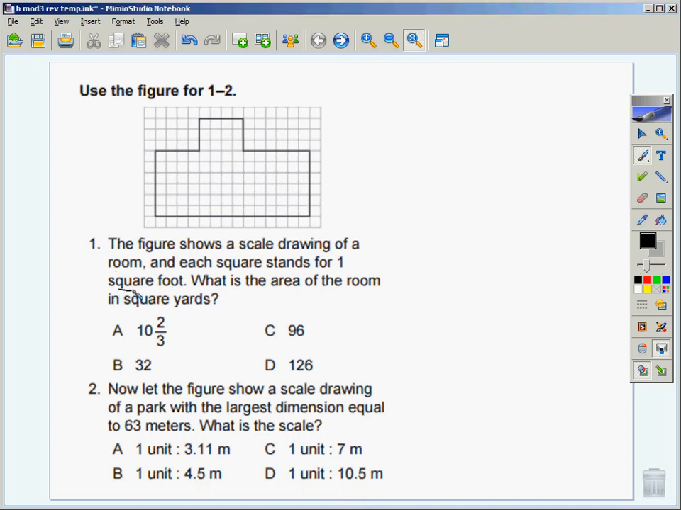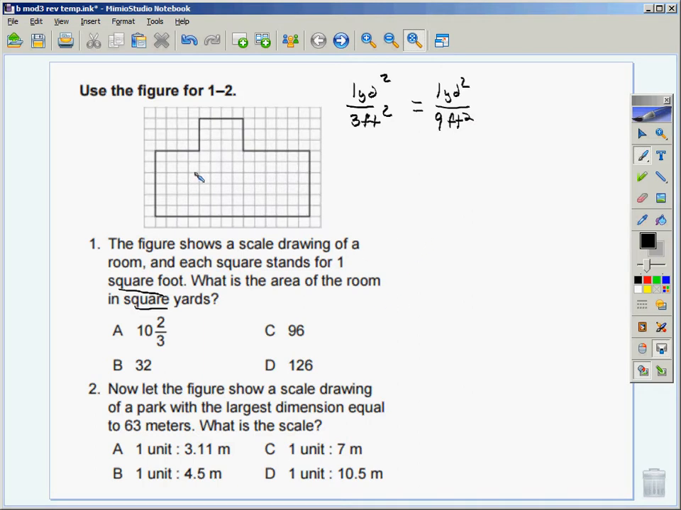In number 1, you're going to notice they gave square feet and they want me to convert to square yards. I have to remember that 1 yard is equal to 3 feet, and if I'm looking to square this, 1 square yard is equal to 9 square feet.